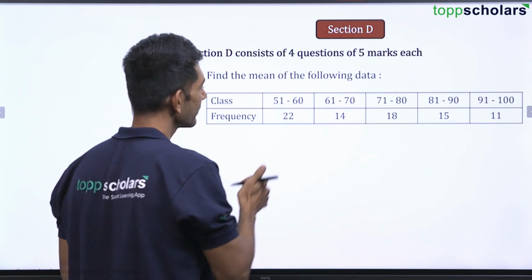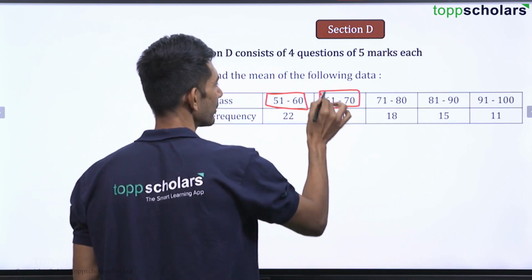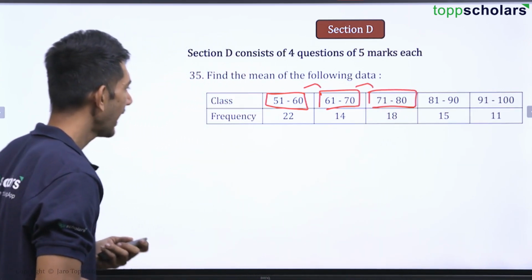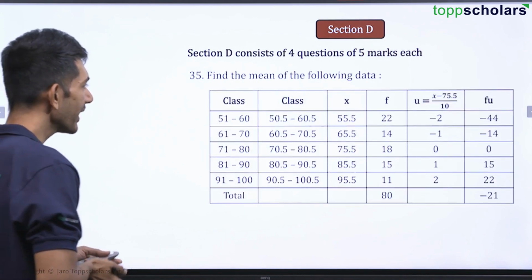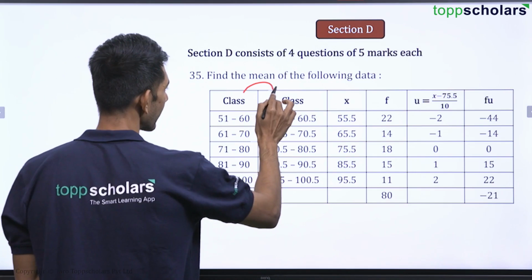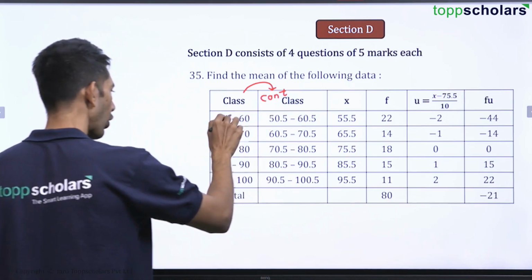Why? Because this is not continuous, no? This is 51 to 60. 61 to 70, it is breaking. 71 to 80, there is a break again. And so on. So firstly, we need to make these classes continuous. Now see, how did they make the class? This is a continuous class. This is a normal class that was given.